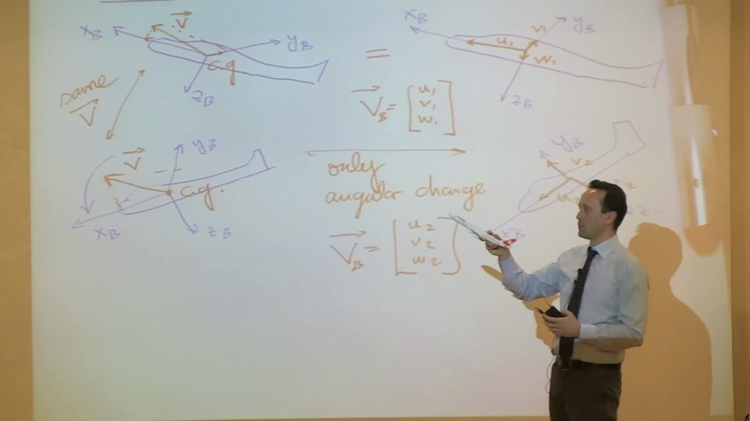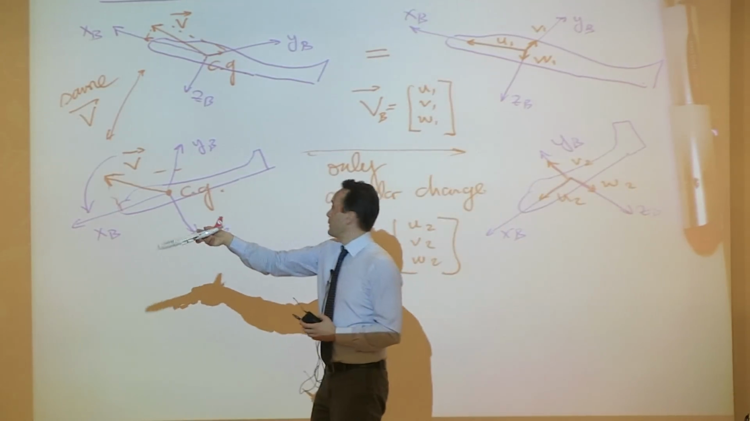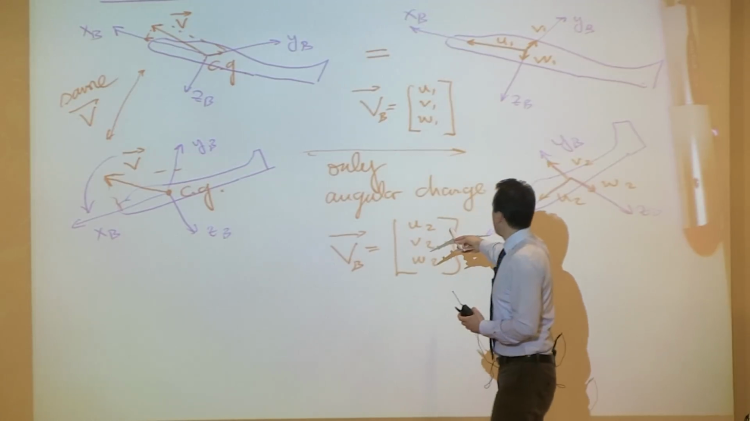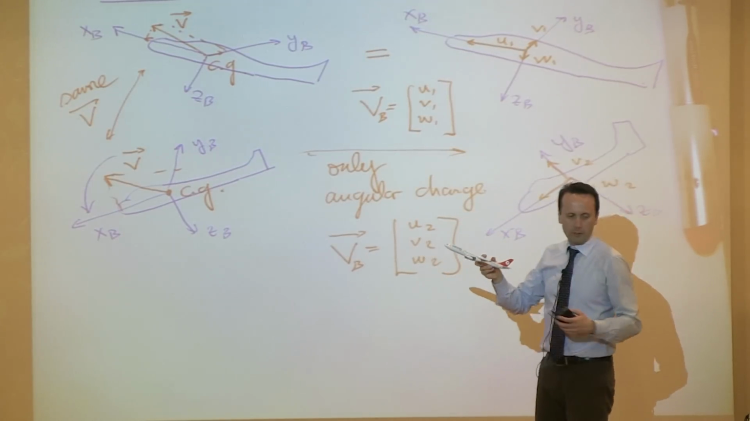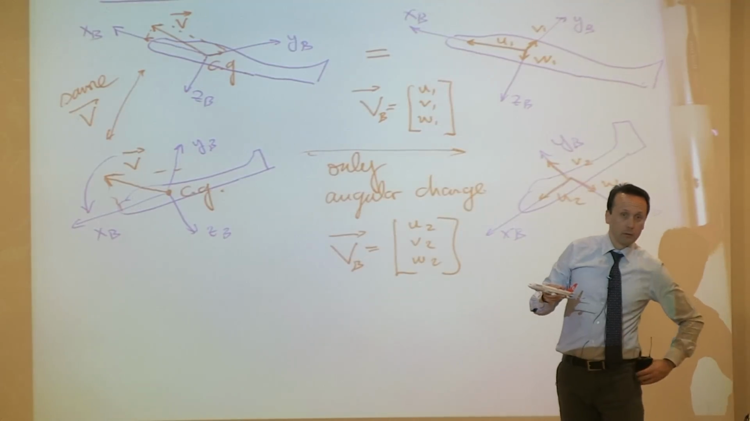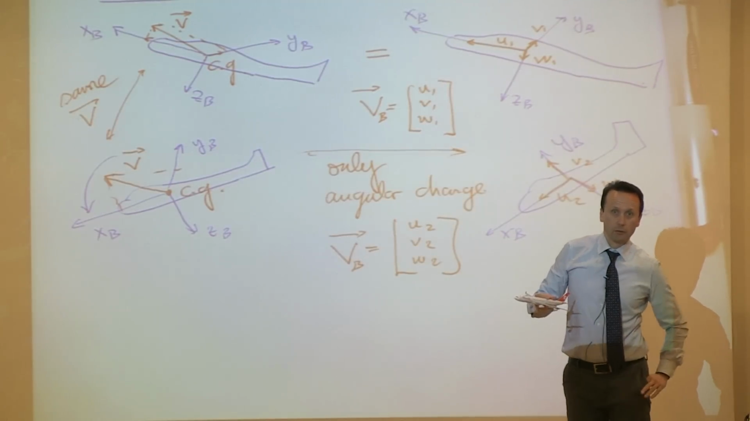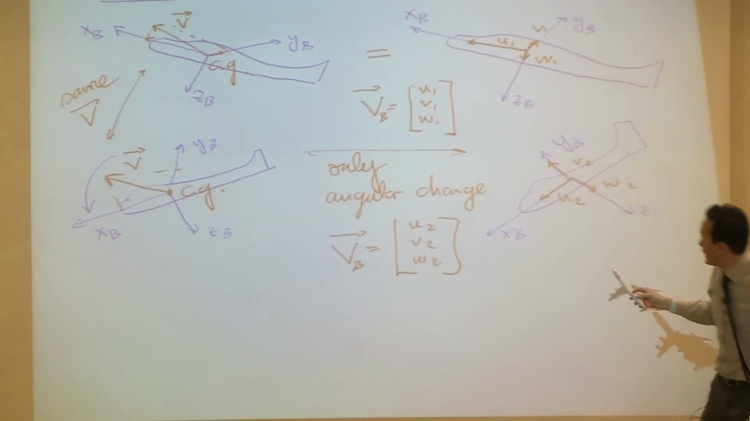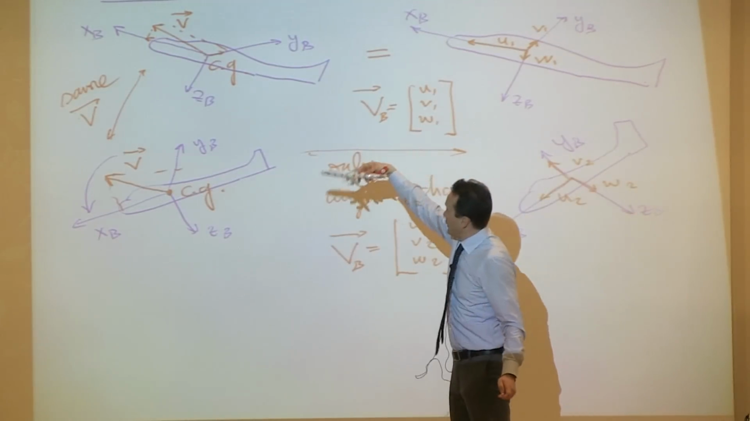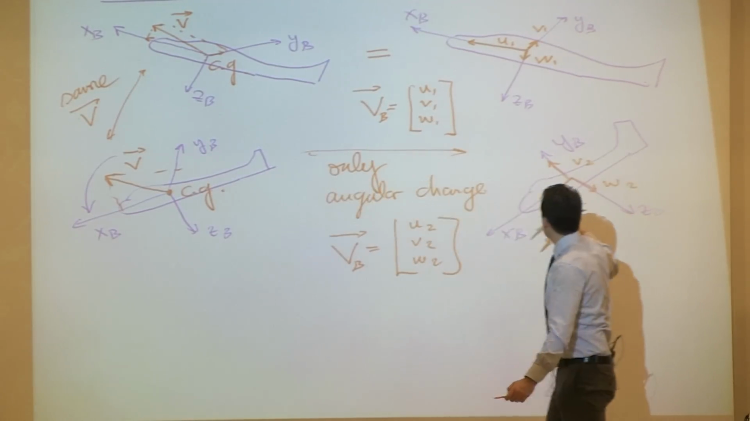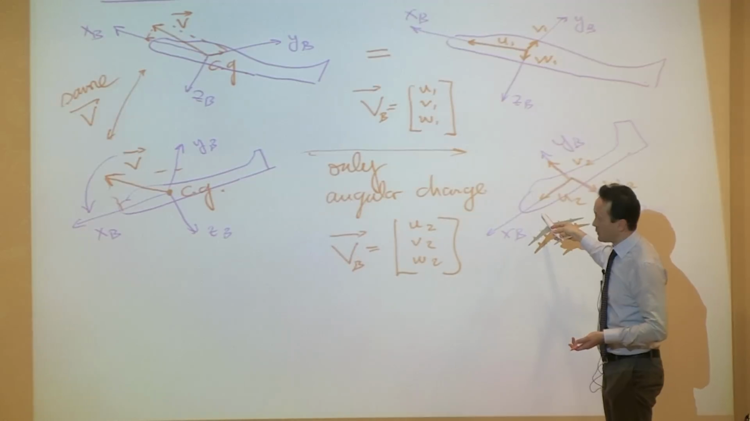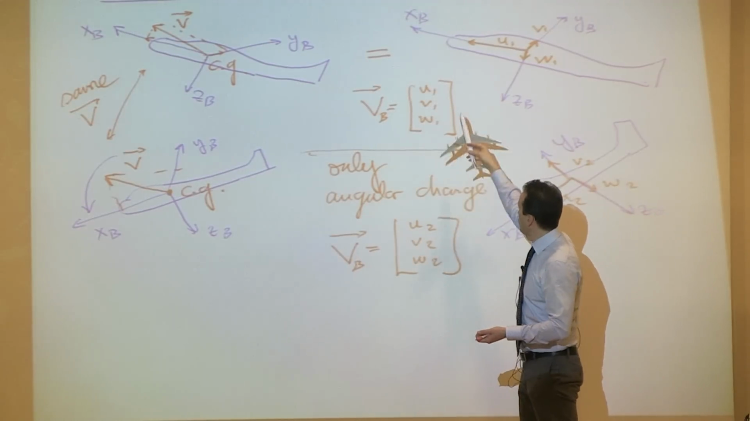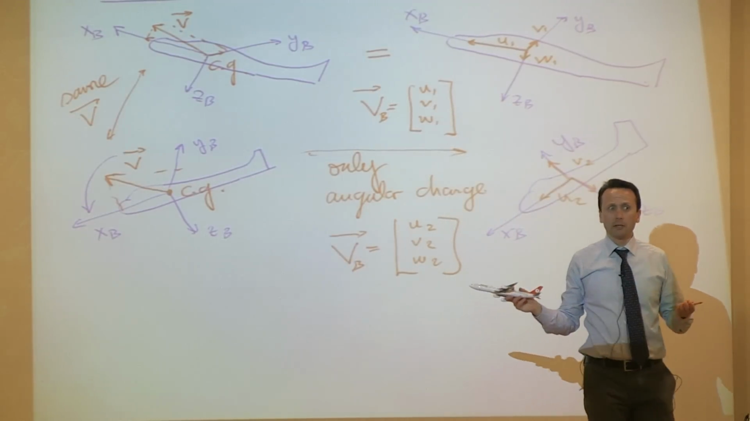During this maneuver, will u1 change in the body axis system? If the velocity vector is the same and it doesn't move, will it change? Yeah, of course. I mean, from this picture to that picture, you have seen that u2 is changing because the direction of the coordinate system is changing, but the velocity vector is the same. So u1 and u2 will be different.